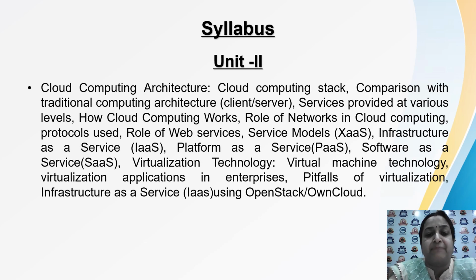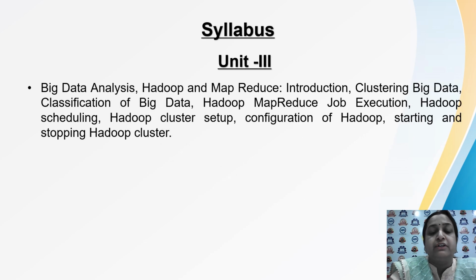The second unit comprises basically of the service model types, which I have already illustrated: infrastructure as a service, platform as a service, and software as a service. Unit 2 comprises of this. Unit 3 comprises of handling of big data. Now, why is big data important here? Because big data means handling of huge data.